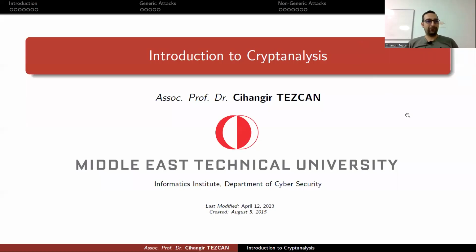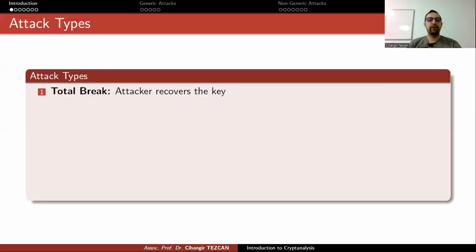All right, so today we are going to talk about cryptanalysis and how statistical weaknesses can be obtained and how they can be used to capture secret key information, especially on block ciphers. So let's start with attack types. In the beginning, I will give some definitions and see what kind of attacks we can do.